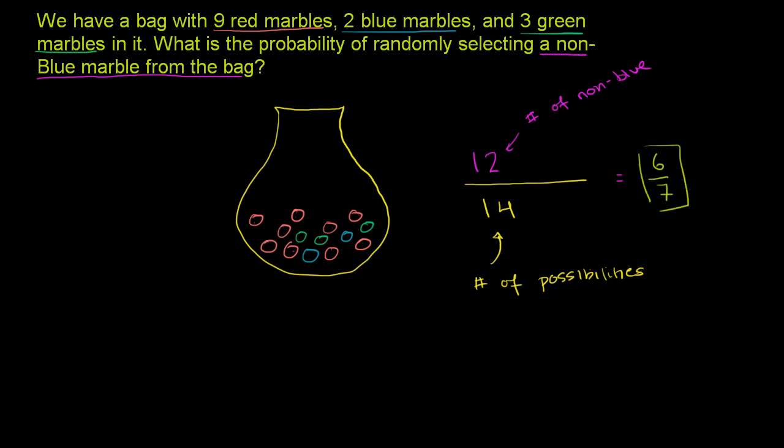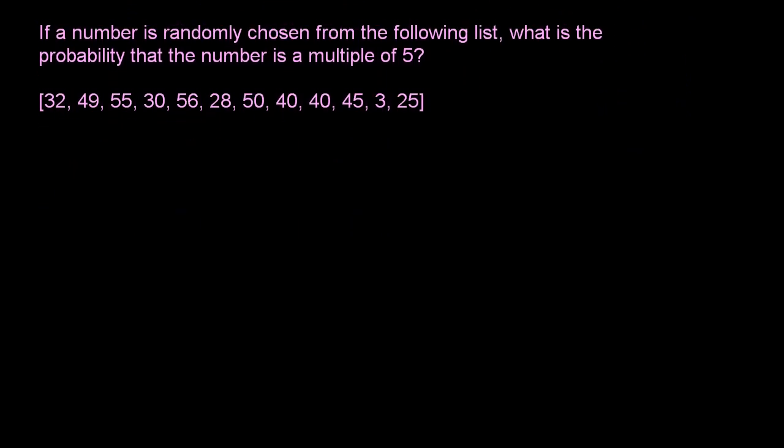Let's do another one. If a number is randomly chosen from the following list, what is the probability that the number is a multiple of 5? So once again, we want to find the fraction of the total possibilities that meet our constraint. And our constraint is being a multiple of 5. So how many total possibilities are there?